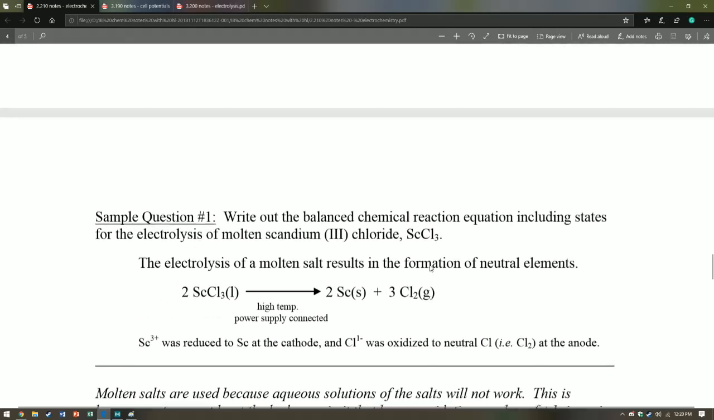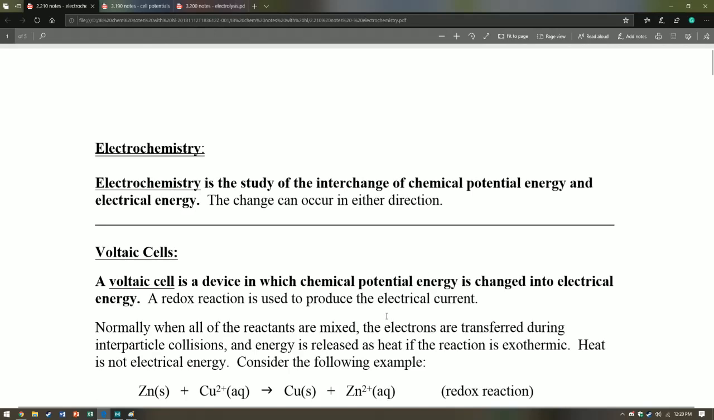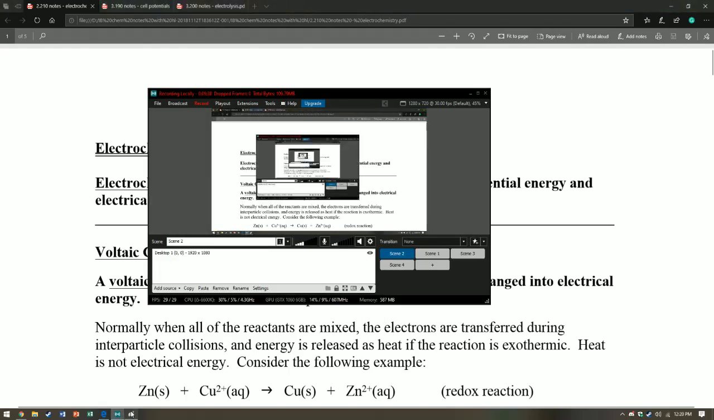And yeah, that's sort of it. You don't cover a lot for standard levels, but for the higher levels you do quite a bit. So that's all the electrochemistry you need to know.